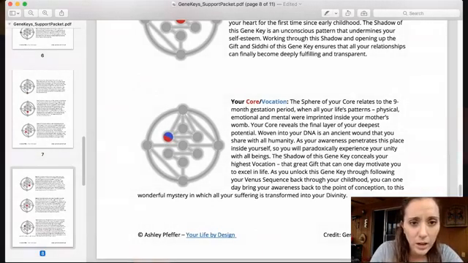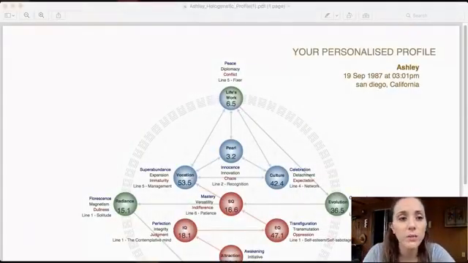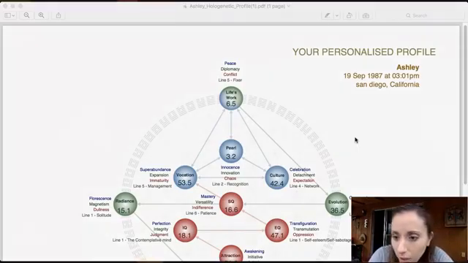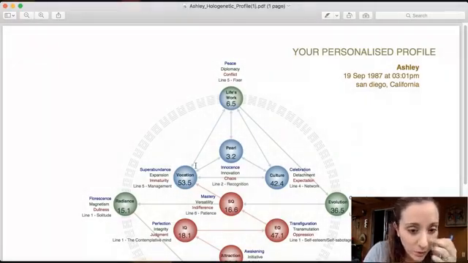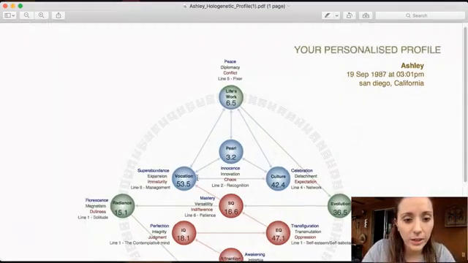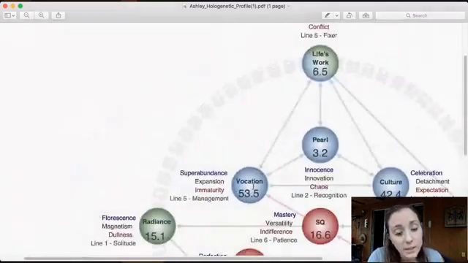Actually, let me share my profile with you because I want to talk about a specific part of it. So where are you? Here you are. Okay, so we're right here, up in my vocation. So I've got immaturity, expansion, and superabundance. Mine is a 5th line.